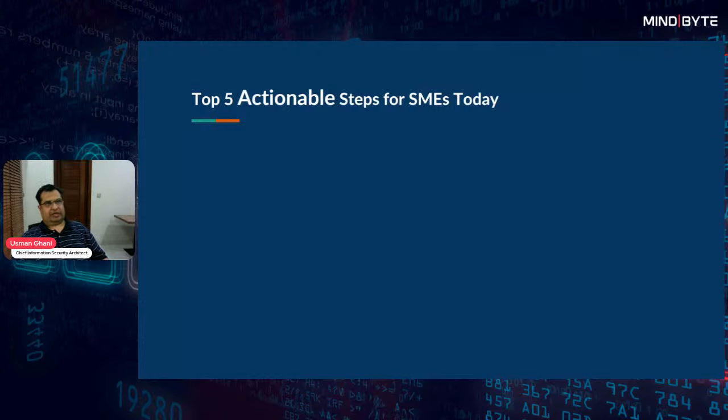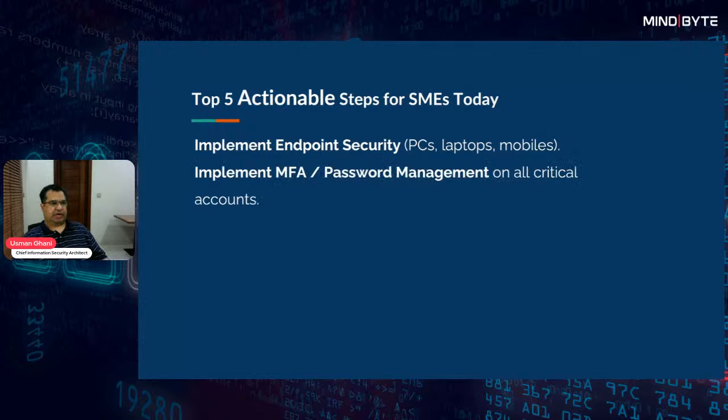Actionable steps for SMEs that you can take today. These are the top 5. The first one is implement endpoint security on your PCs, laptops, and mobiles, as I mentioned earlier. Second one, implement multi-factor authentication on all critical accounts, as I mentioned, not just your own personal accounts, but also specifically on your firewall access accounts, on your server accounts, on your cloud accounts. Everything should have MFA enabled.